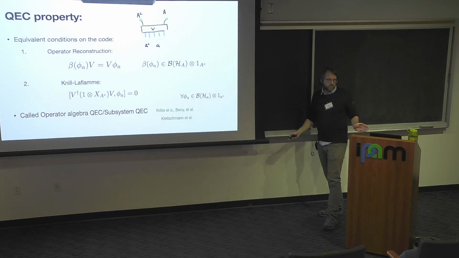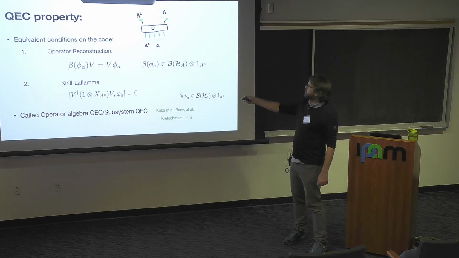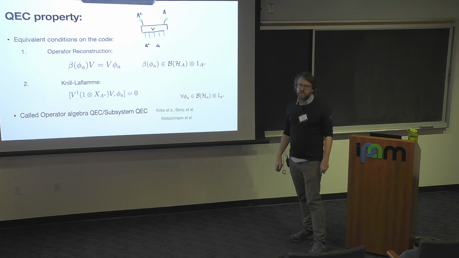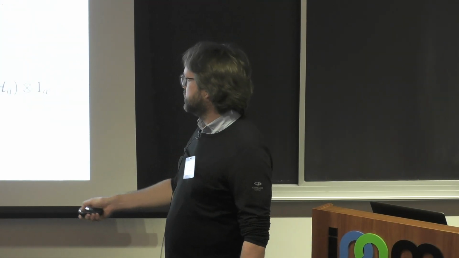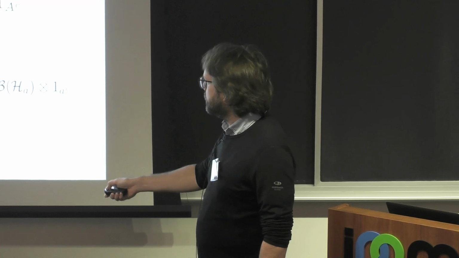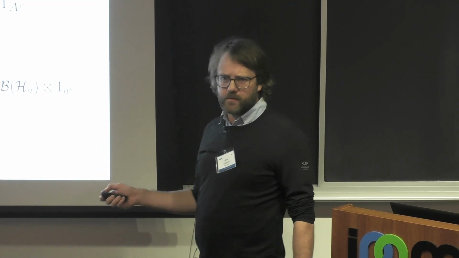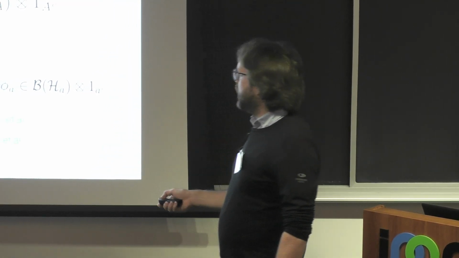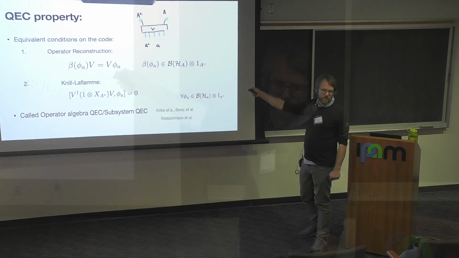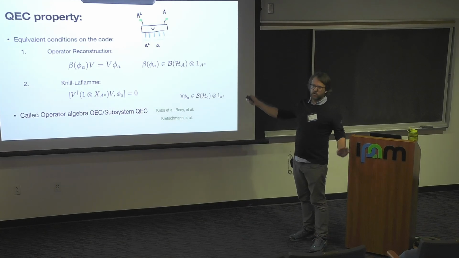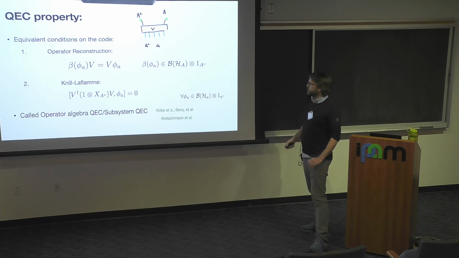Now, often in quantum error correction, you're thinking about correcting for everything in the code subspace, but this is a different kind of quantum error correction, sometimes called operator algebra quantum error correction, or subsystem quantum error correction, depending on who you talk to, where we're just correcting for some subsystem of the bulk of the code.